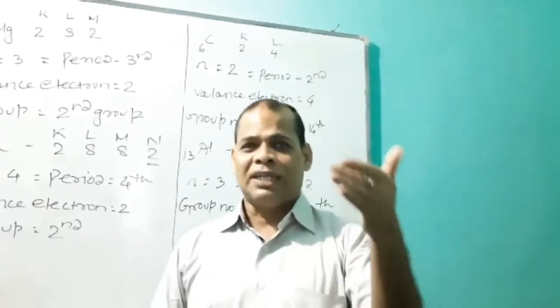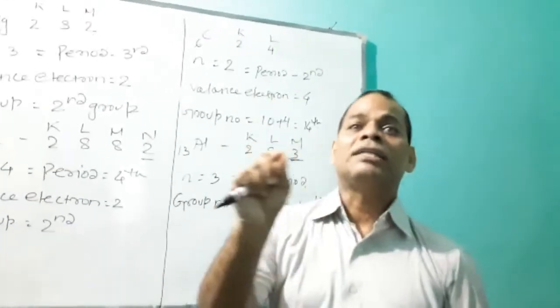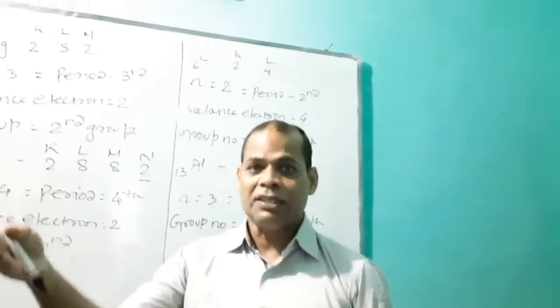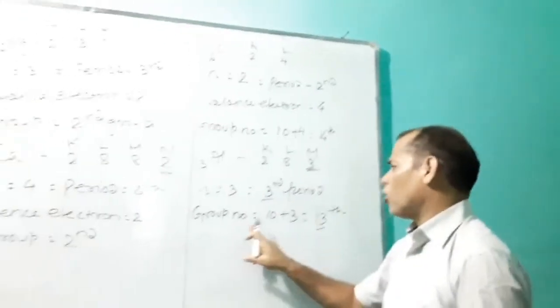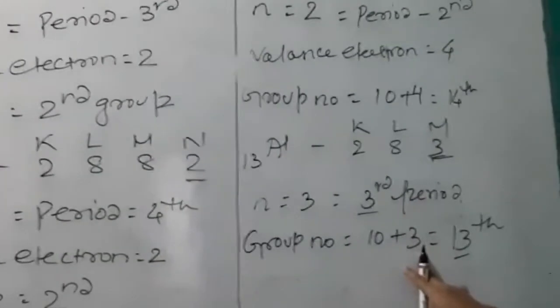That's why there is a need to add 10. That's why we are adding 10. Okay. Now group number equals 10 plus 3.